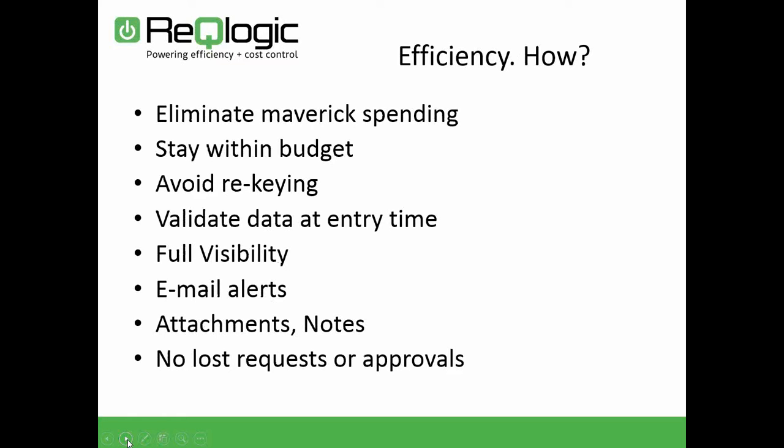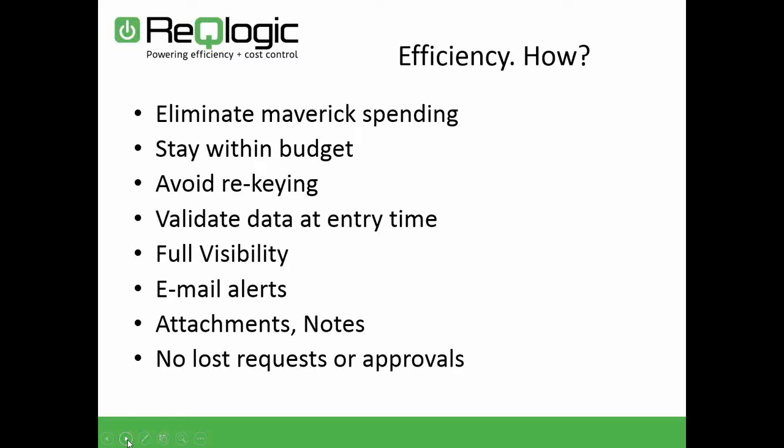The whole idea about managing the spend and making it more efficient, these are some of the points that we'll cover. But the main point really is to eliminate the maverick spending. It's to make sure that you're narrowing the number of vendors people can purchase from, that perhaps you have contracts in place with those vendors, you have contract pricing, and it enables people also to stay within budget because ReQlogic can integrate to the GL project, or the GL budget.